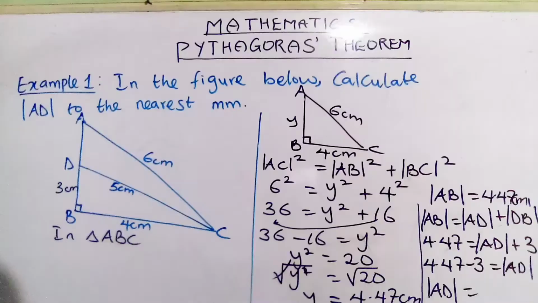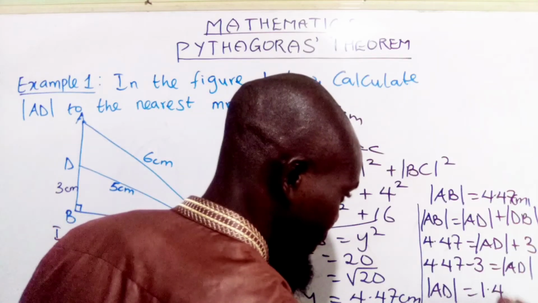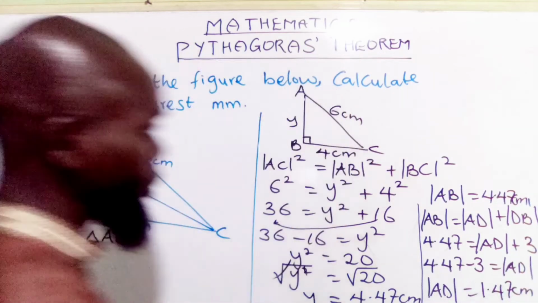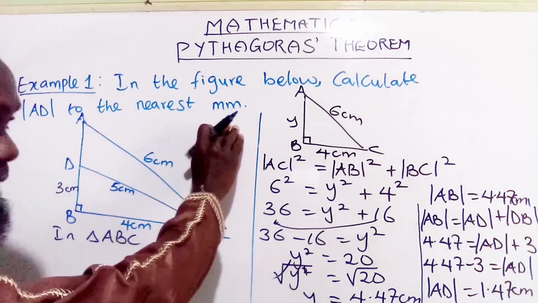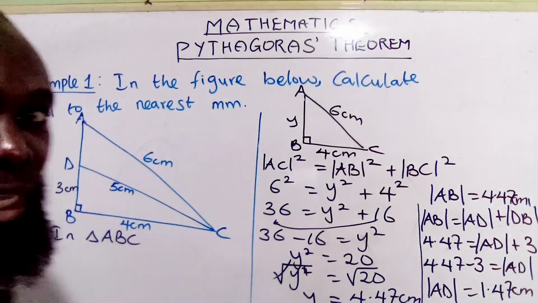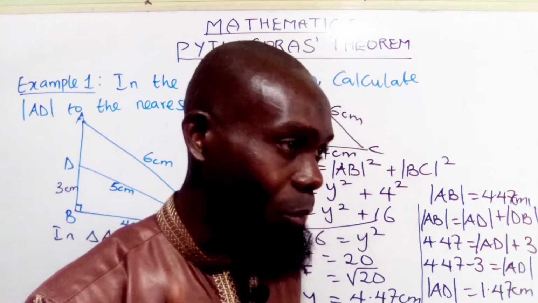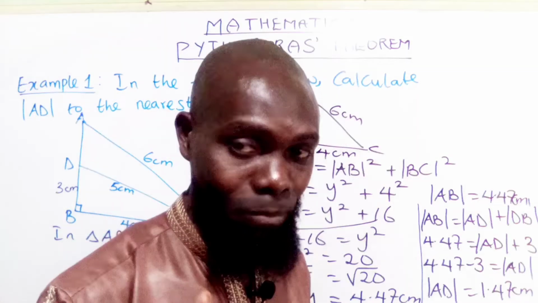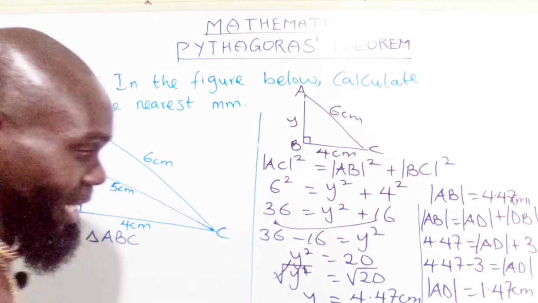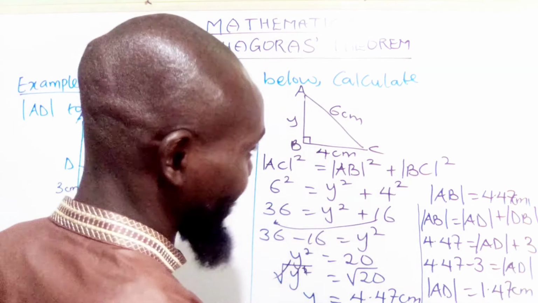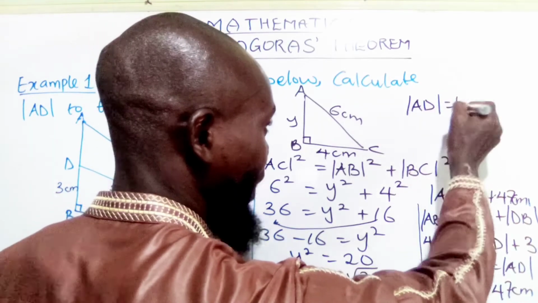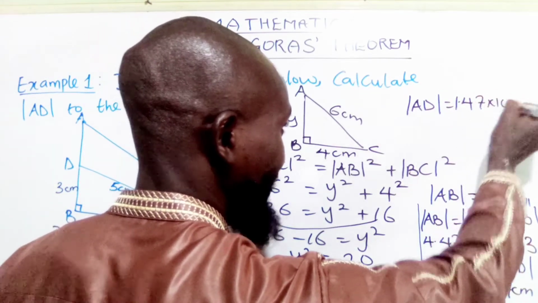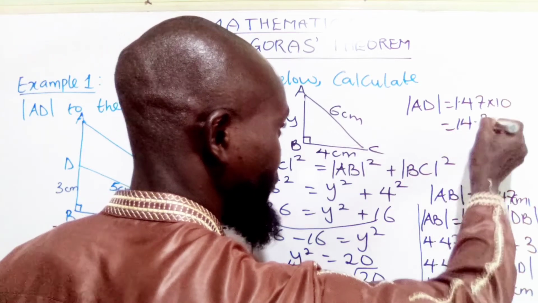Take away 3 from 4.47, we have 1.47 centimeters. But we are told to find our answer to the nearest millimeter, and don't forget, 1 centimeter equals 10 millimeters. So our final answer here, which is our line AD, will equal 1.47 multiplied by 10, that is 14.7 millimeters.